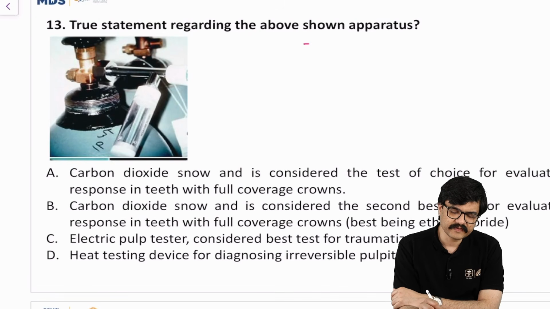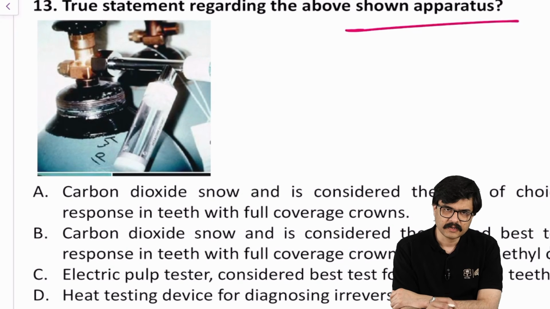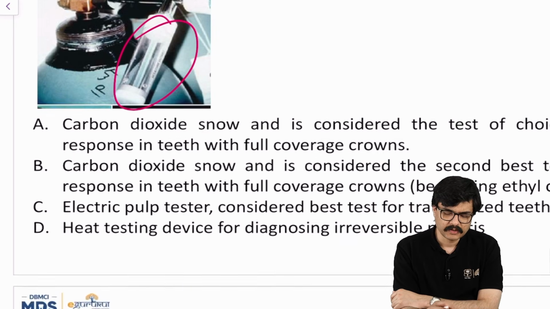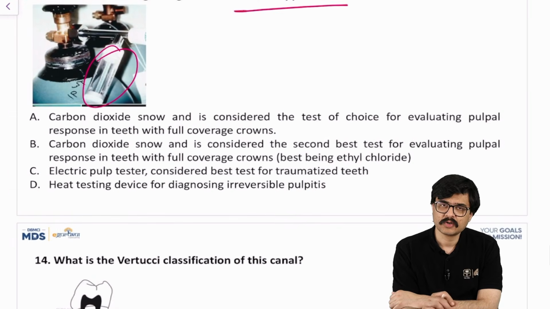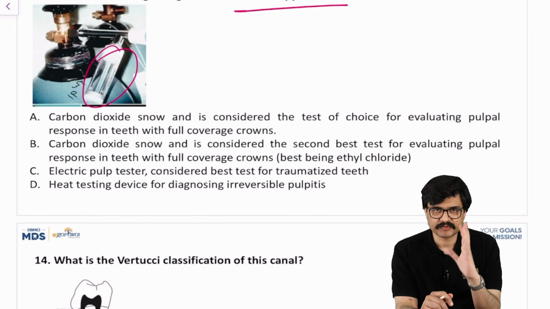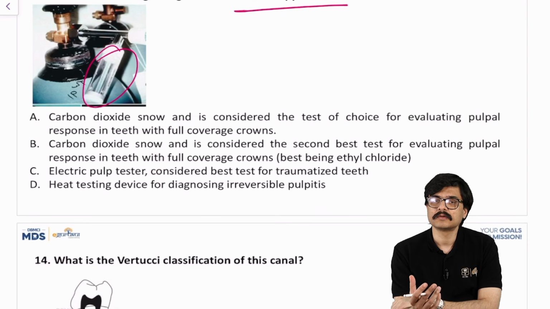Next question, what is this, guys? This is basically a cylinder which has carbon dioxide, right? You pull the trigger here and you collect carbon dioxide snow here. Carbon dioxide snow is considered one of the best cold tests. Why? Because of its intense cold, right? Its temperature goes down to minus 90 degrees Celsius. So it's very good for checking the vitality of a tooth without removing the crown.